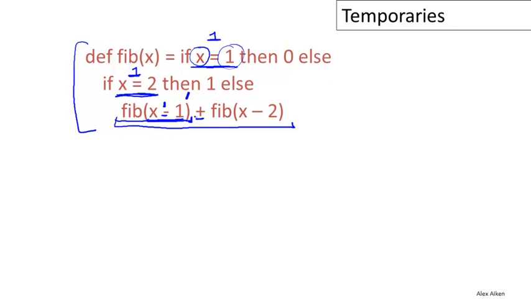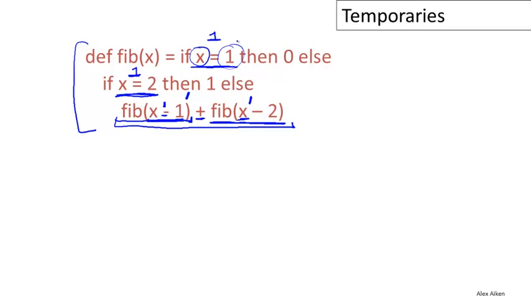Okay? And now, what about the second side of this addition here? Well, this also involves a subtraction. So we're going to have one temporary here to hold on to the value of x while we're evaluating the minus to compute the value of the argument before we call fib.